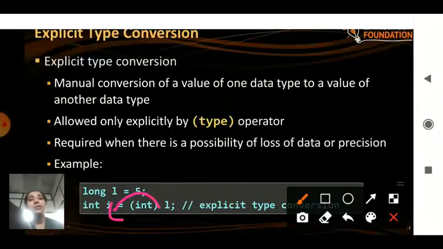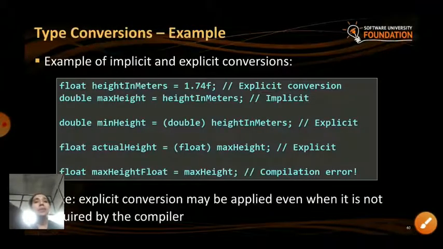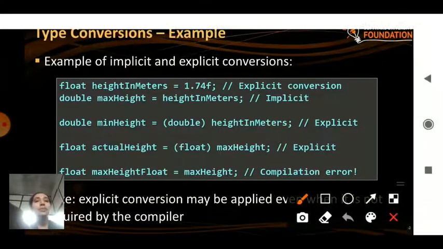So here it is said to be a long value, but when I am inserting that long value into it, it will be taking only that particular int range. Okay, so that is explicit type conversion. Here in the example you can consider what has happened. So in the example you have both the concepts: you have the implicit and explicit.